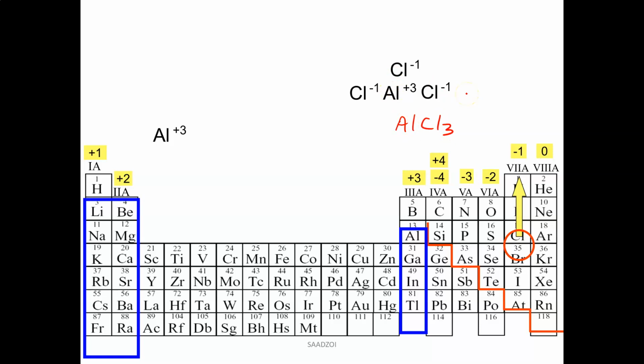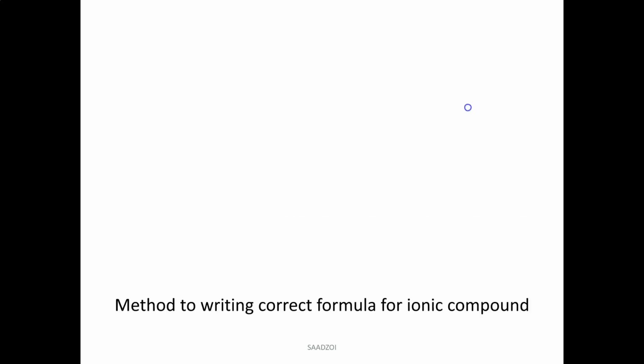1 aluminum, 3 chloride. So that's the way we write formulas, is by putting the ratio of each element in the compound. So here there's 1 aluminum. You don't put 1 as a subscript ever. And 3 chlorides. And there's your formula, AlCl3. Also known as aluminum chloride.